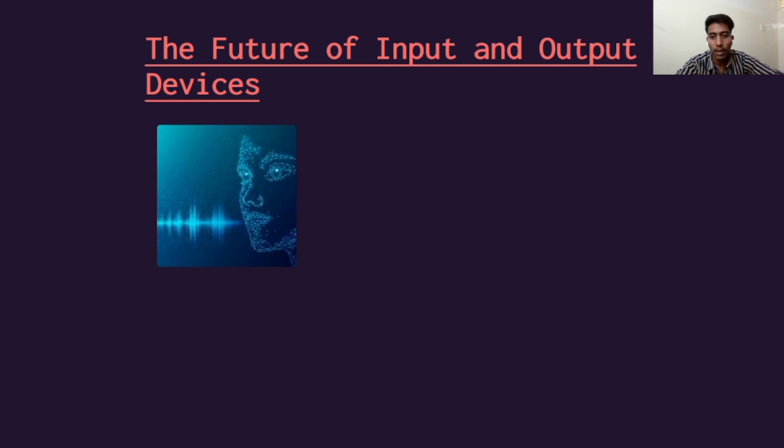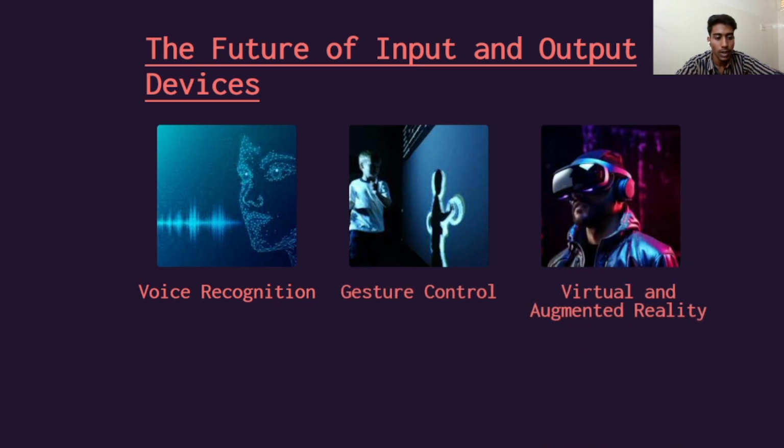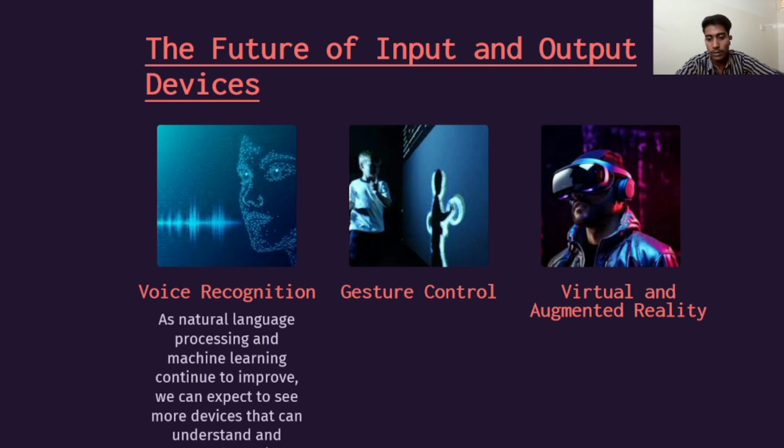So next, what is the future of input and output devices? What are the upcoming technologies of input and output devices? The first one is voice recognition, second is gesture control, and third is virtual and augmented reality, which we call VR. So what is meant by voice recognition?